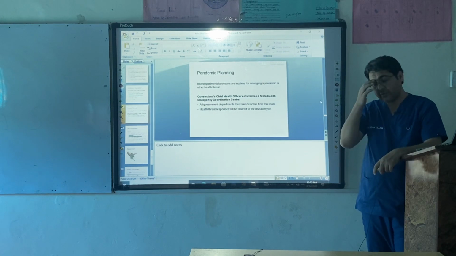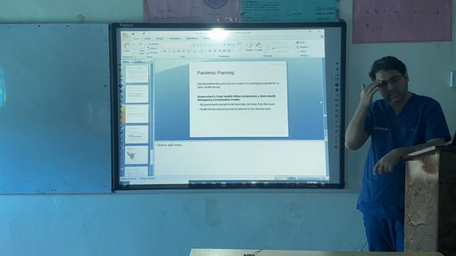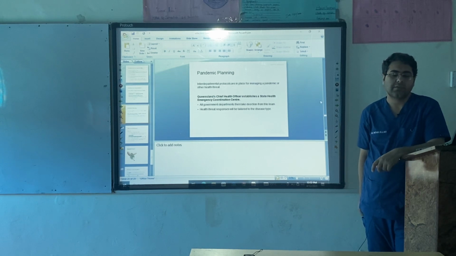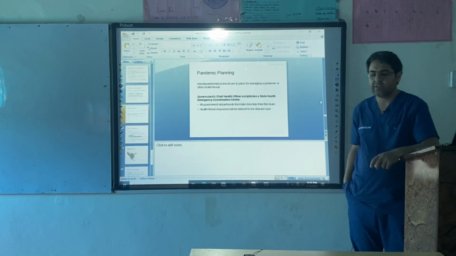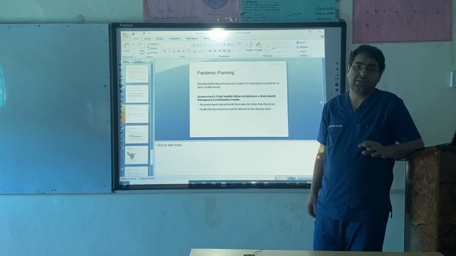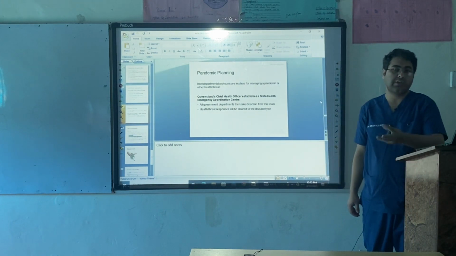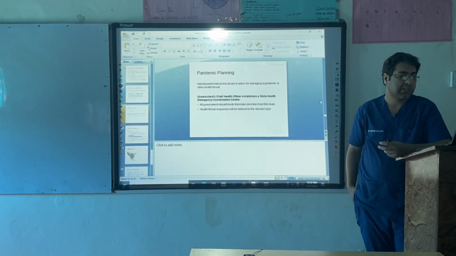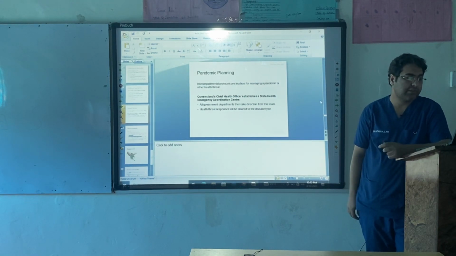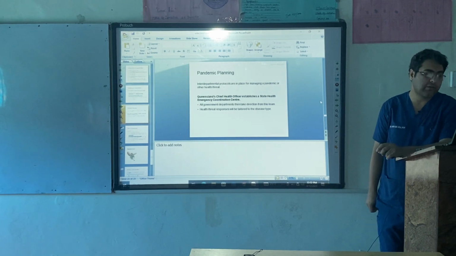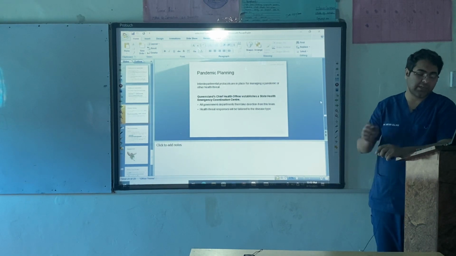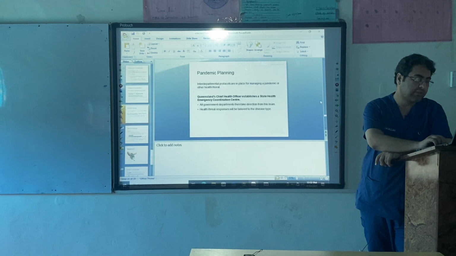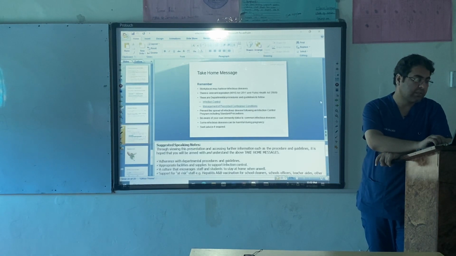Pandemic planning is very important. For example, lately you know that COVID has already changed the whole scenario of the world, has changed things globally, and every person has been affected in the past few years. So, if there is any pandemic, you should have planning for that. Interdepartmental protocols are in place for managing a pandemic or health threat. So, whatever you are getting from the government or the hospital administration, you should be responsible for this.